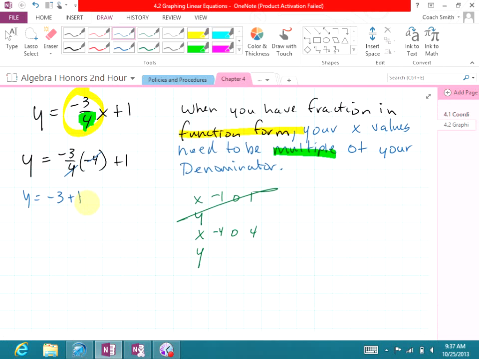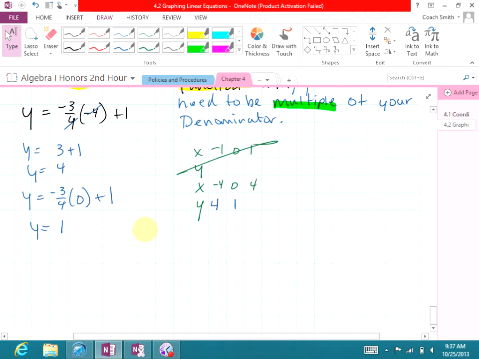Oh, yeah, thank you. Would be, because I forgot that other negative there. And so y is equal to 4. So when x is equal to negative 4, y is equal to positive 4. Now you move to the next value. Y is equal to negative 3 over 4 times 0 plus 1. And so y is equal to 1.